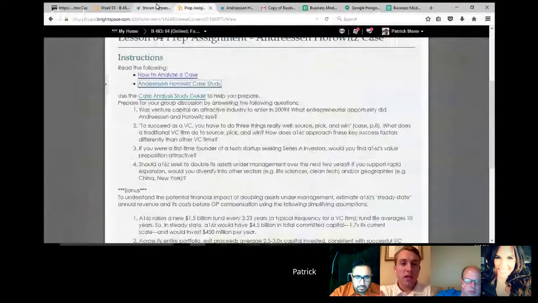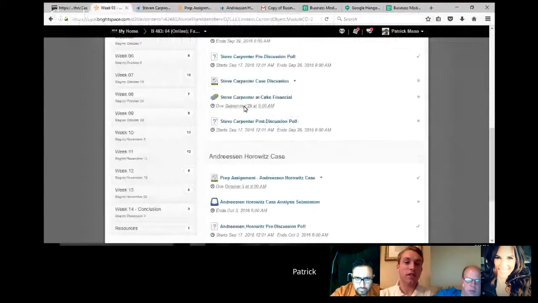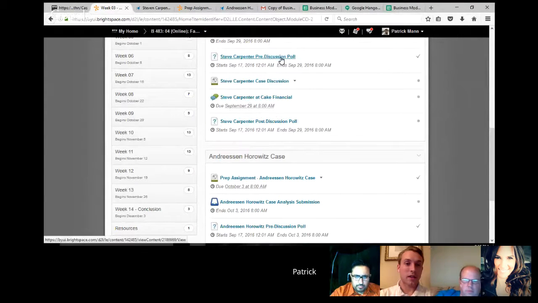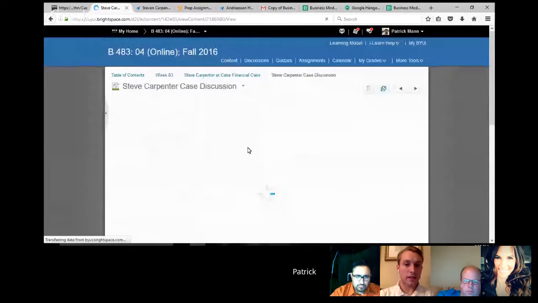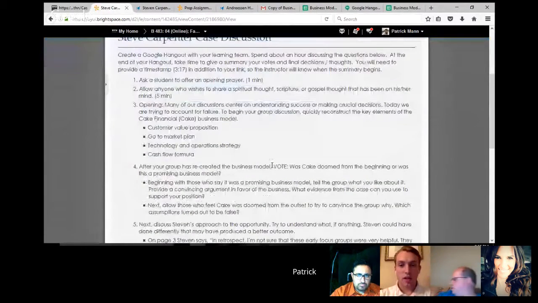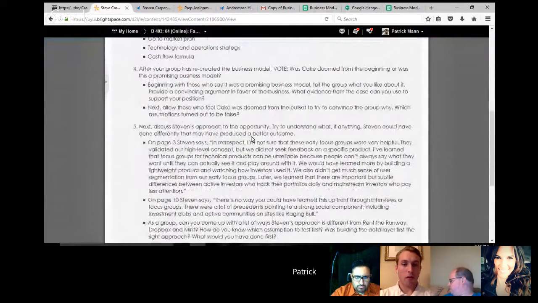Should we talk about anything on the group questions as well? Like who thinks Cake was doomed from the beginning? Yeah, we need to do that. Well, we're supposed to reconstruct the key elements of the Cake financial business model. Customer value proposition. Well, I think that's what we're doing, this business model canvas. This is constructing it. Okay.